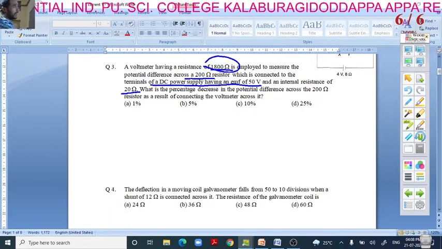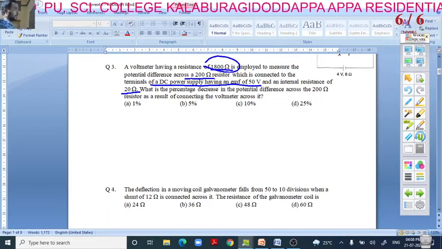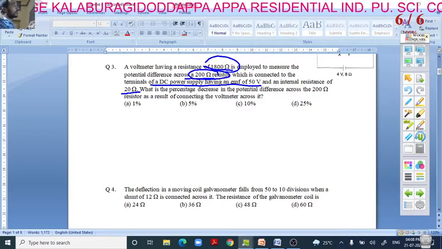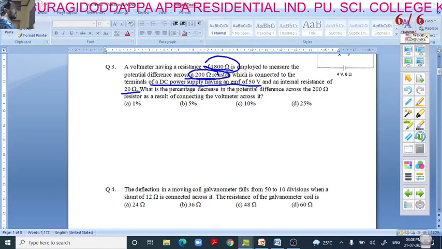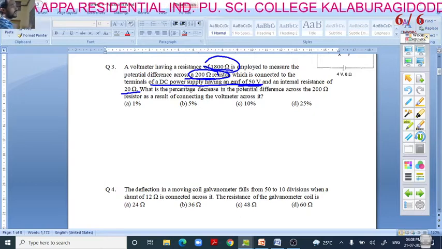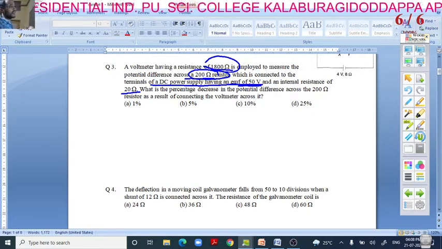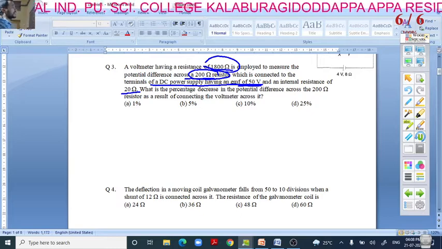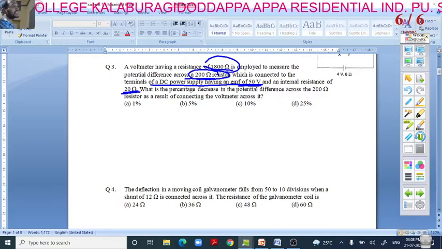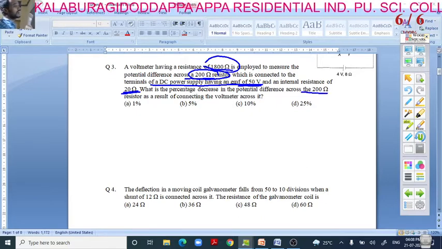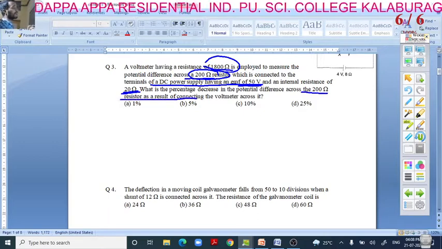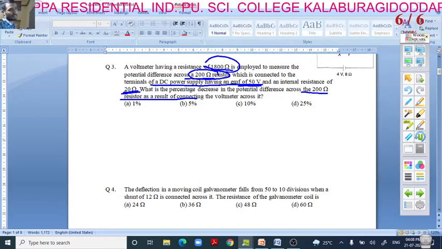The voltmeter of 1800 ohm is employed to measure the potential difference across the 200 ohm resistance, which is connected to the terminals of a DC power supply having 50 volt, with an internal resistance of 20 ohm. What is the percentage decrease in the potential difference across the 200 ohm resistor as a result of connecting the voltmeter across it?